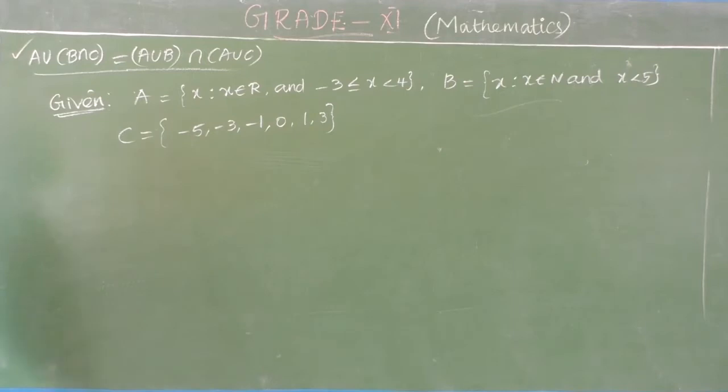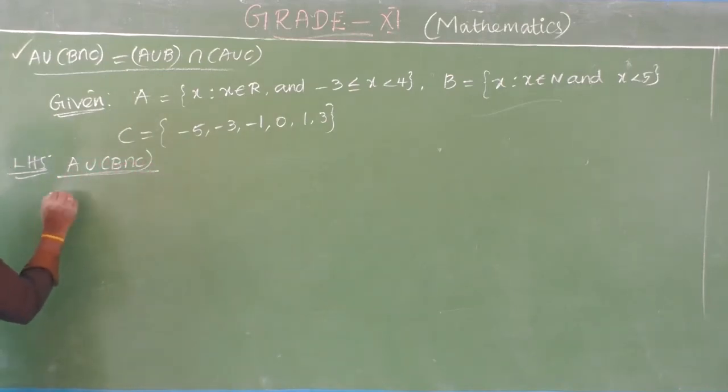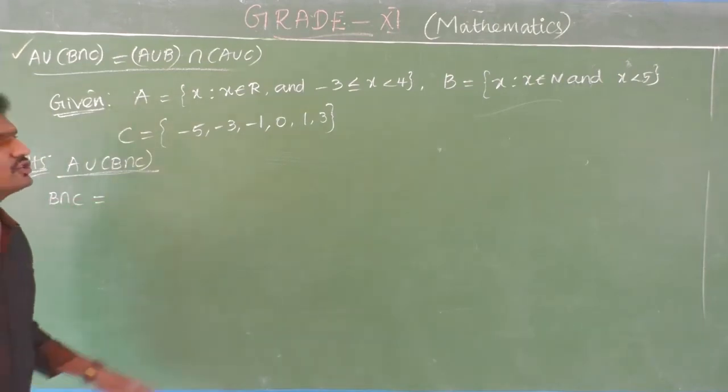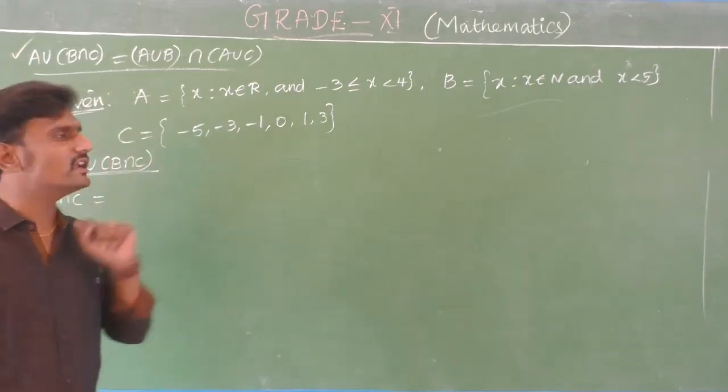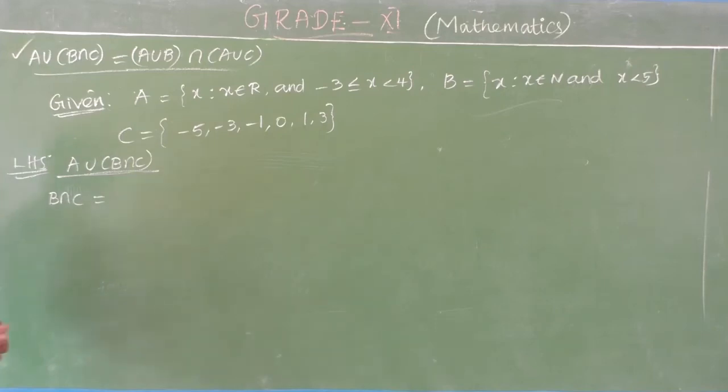What is the distributive property? Already I told you, for the Venn diagram, how many steps you have completed? 5 steps. The same steps we are going to use, but this is for the basic operation. So first one is the left side. On the left side I need to take A union of B intersection C. Before that we should consider the elements of A and B, because A and B are given in set-builder form, so we need to convert into roster form.